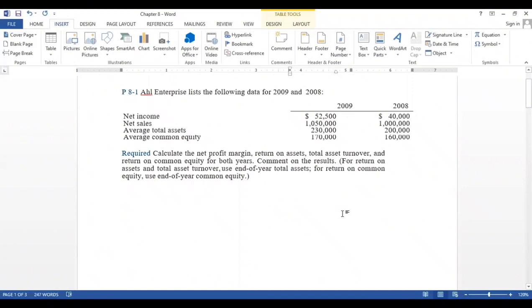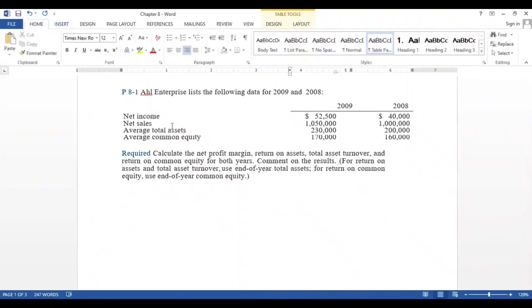Assalamu alaikum dear students. Today we will solve problem number 1 and 2 of chapter number 8, and these problems are taken from Financial Reporting and Analysis 12th edition by Mr. Charles Gibson. Let's start with the first problem.